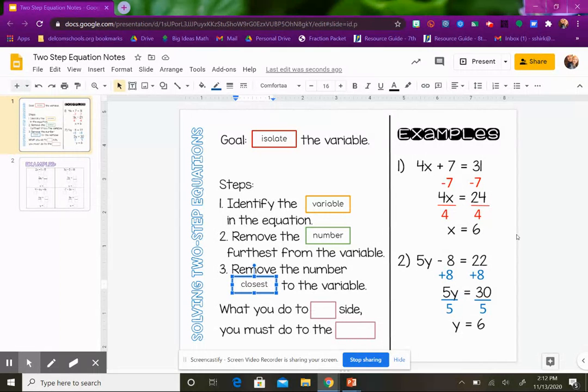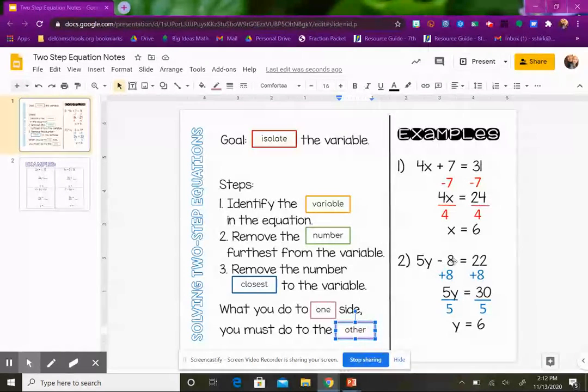So I just want you to take a time to look at what's happening here. Notice that I'm doing the exact same thing twice on the left side and the right side. So what you do to one side, you must do to the other. All right, so let's move on to number 2.